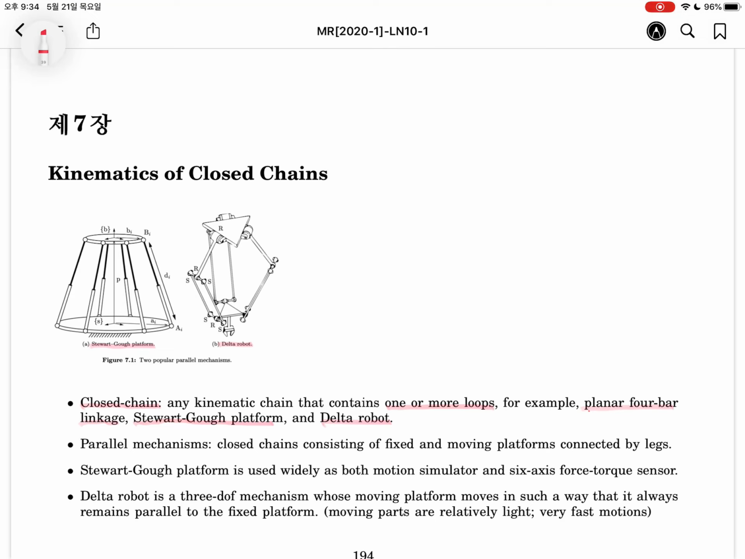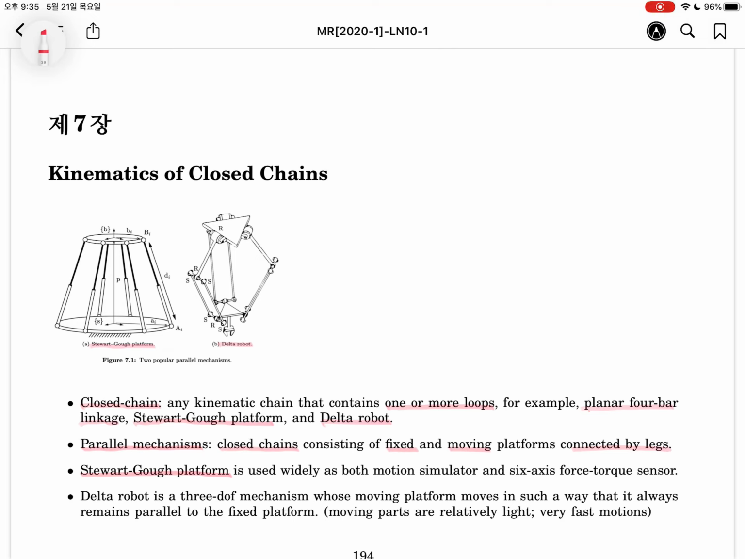On the other hand, we can define the parallel mechanism. A parallel mechanism has a closed chain composed of a fixed platform and a moving platform connected by several legs. So the parallel mechanism is defined as a closed chain having a fixed platform, a moving platform, and several legs. The Stewart-Gough platform, sometimes we can call it the Stewart platform in short.